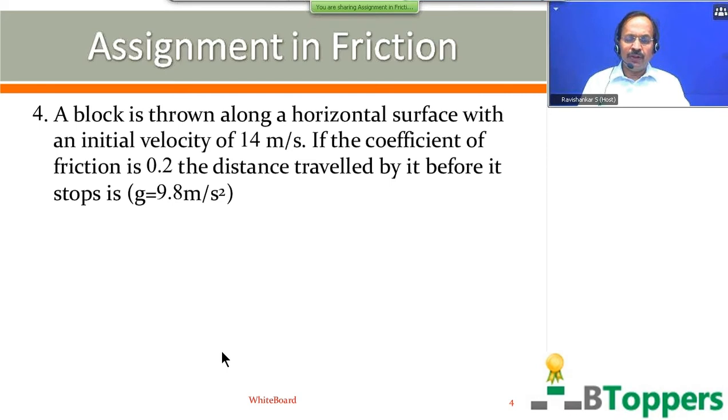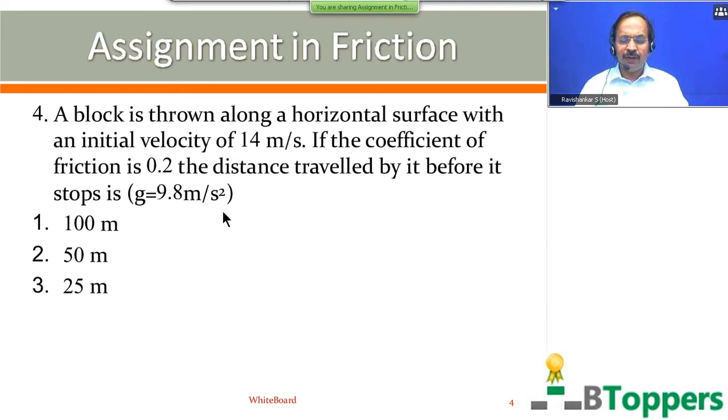A block is thrown along a horizontal surface with an initial velocity of 14 meter per second. The coefficient of friction is 0.2. The distance traveled by it before it stops is, you have to take g equal to 9.8 meter per second square. I've shown you the 4 options on the screen. Come on, try to answer the problem.